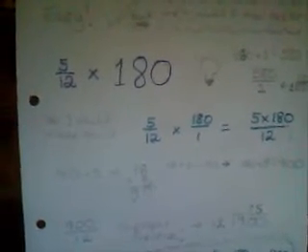So now I can in fact do top times top and bottom times bottom by saying 5/12 times 180 over 1. Okay, so then I have 5 times 180 over 12. There is a way where you can make some of these numbers smaller and easier, but we're going to leave that for another video because that could confuse people. So we need to work out what 5 times 180 is.